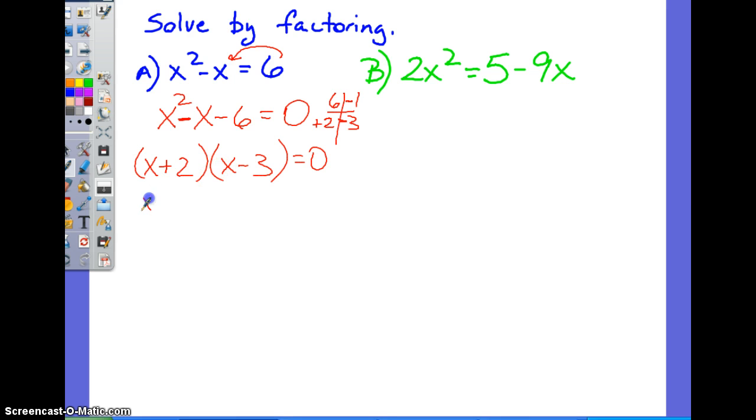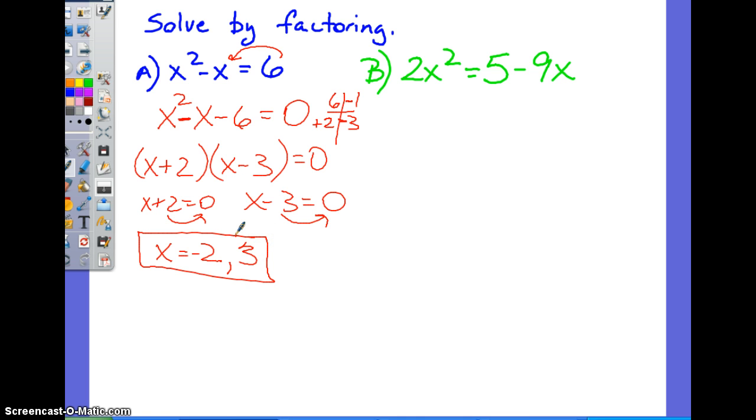Then the next step is set each one of these equal to 0 and solve. So remember, when you move that over, it changes the sign, so you get an answer of x equals -2. And we move that over, it becomes +3. So you get an answer of -2 and +3.